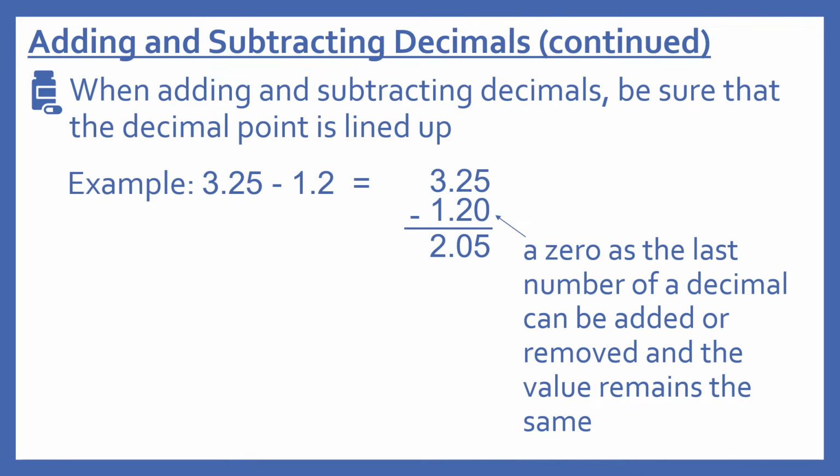Okay, now here's another example with subtracting a decimal. So 3.25 minus 1.2. In this case, we need to add a 0 onto the end of the decimal so that our decimal points line up. Remember, a 0 is the last number of a decimal. It can be added or removed and the value will remain the same. So we would do 3.25 minus 1.20 and then do the math. So 5 minus 0 is 5, 2 minus 2 is 0, and then 3 minus 1 is 2. So we get 2.05.